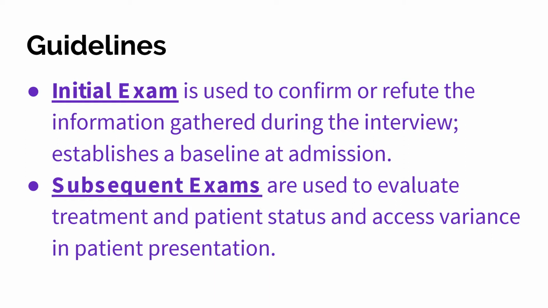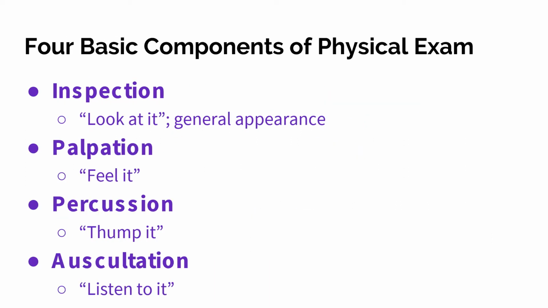There are several different components. There's 4, and we'll talk about each one of these. We have the inspection piece, which is hands off. You're just looking at the patient, general appearance. Palpation is more feeling around, making sure you have bilateral expansion, and we're going to go through each one of these in more detail. Percussion, and then auscultation is listening to our breath sounds.